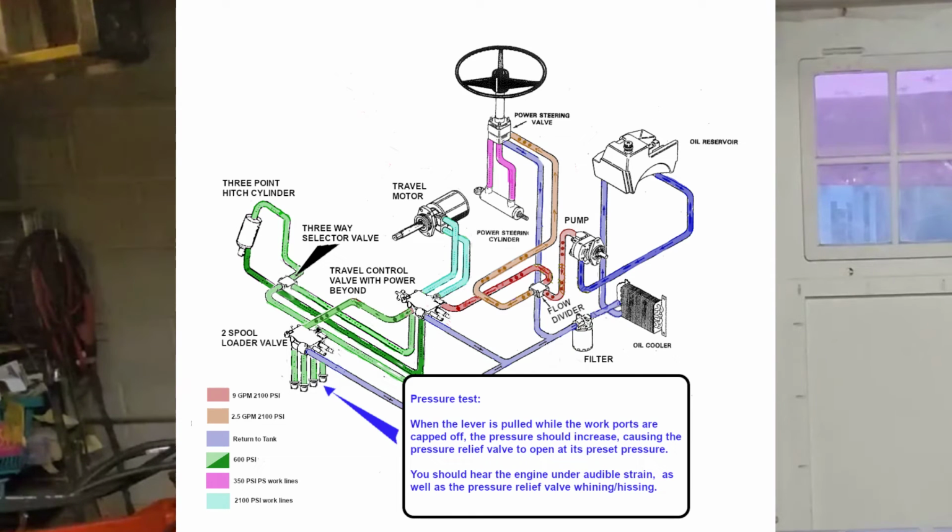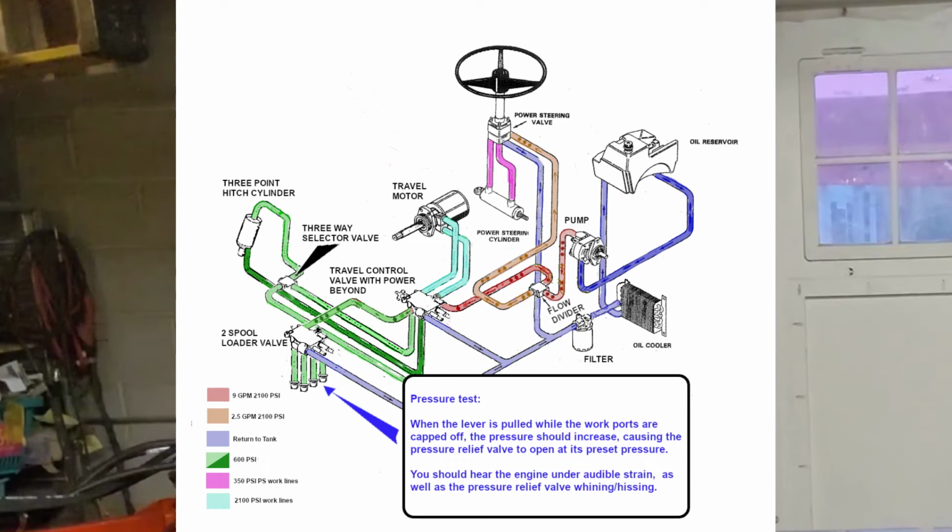What happens when the loader valve is dead-headed? You see, when the handle is pulled back and the cylinder reaches its end of travel, then that line is basically a dead end, and the pressure relief valve has to kick in. You'll hear the engine audibly bear down under the strain, and you can hear the pressure relief valve whining as it releases the excess pressure. I decided to simulate that event and observe it all working as it should.